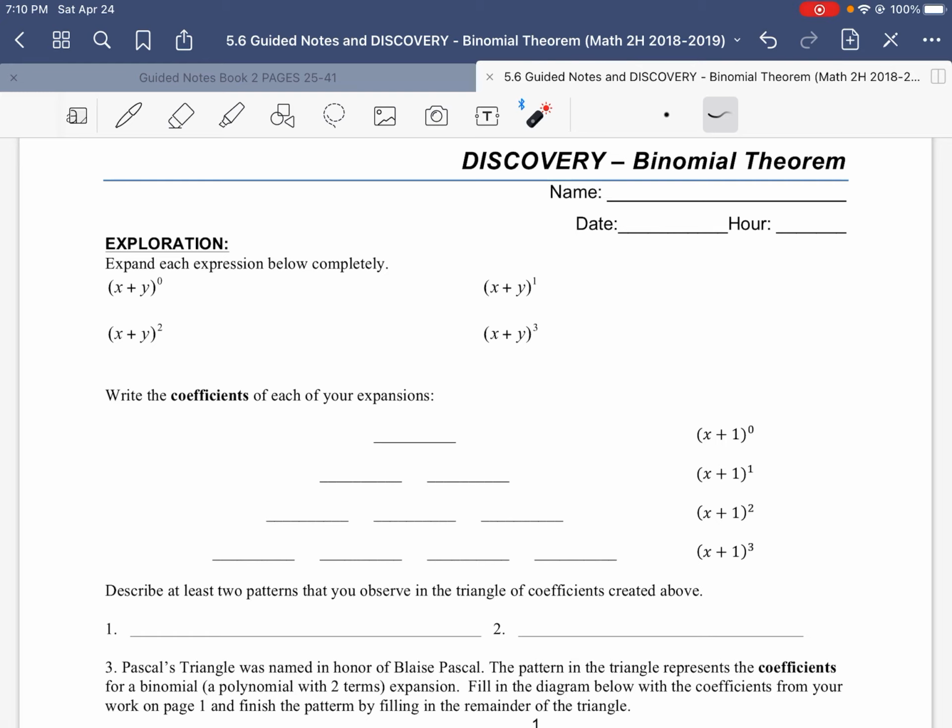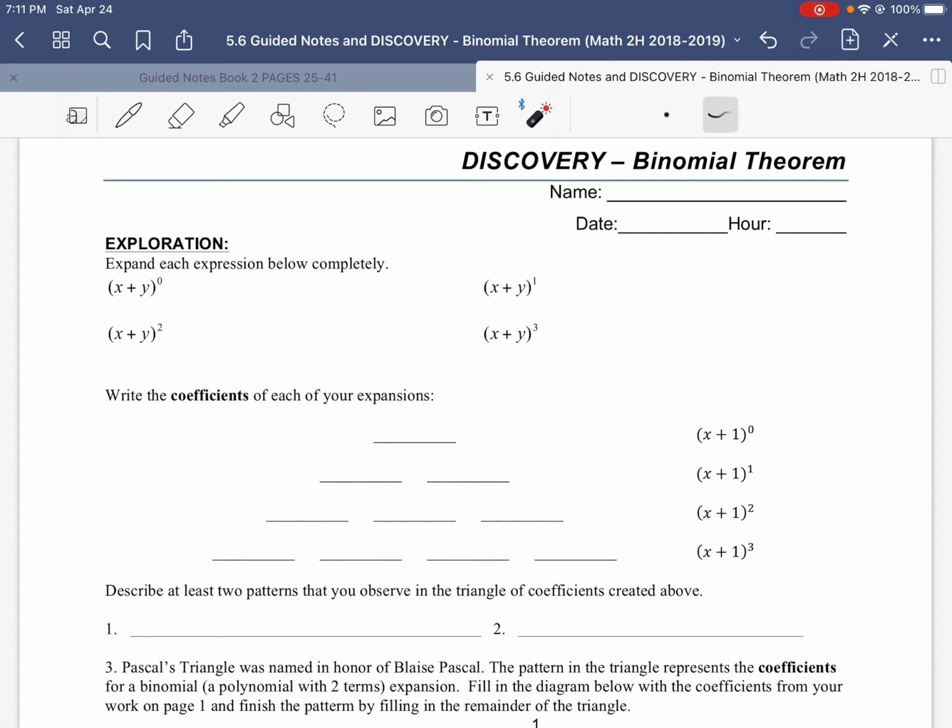Okay, so first of all, we're going to start this exploration. This lesson right here is called the binomial theorem. And the goal today is that you can understand what the binomial theorem is and relate it to what we call binomial probability. Okay, so that's where we're headed. So we're going to start with something that we know and try and explore into something that is unfamiliar. So starting with this, it says expand each expression below completely.